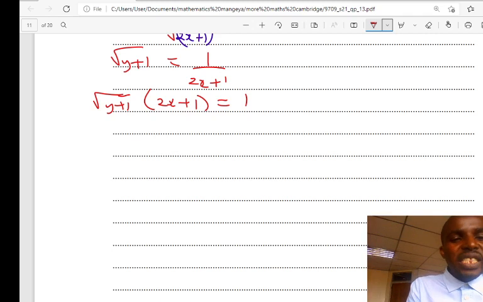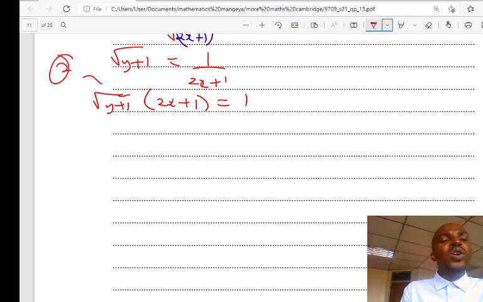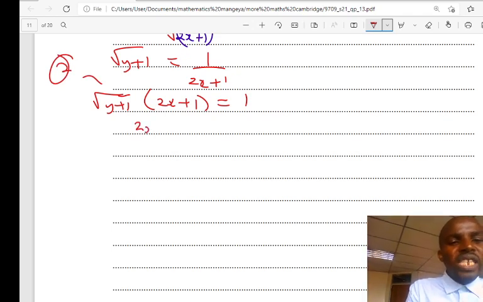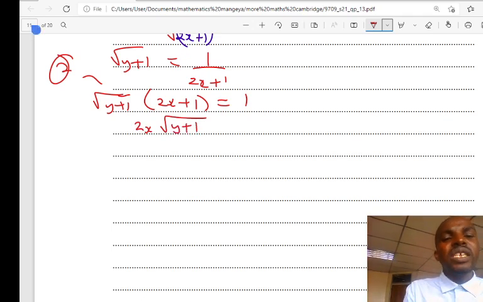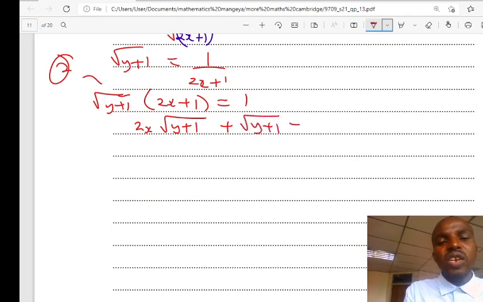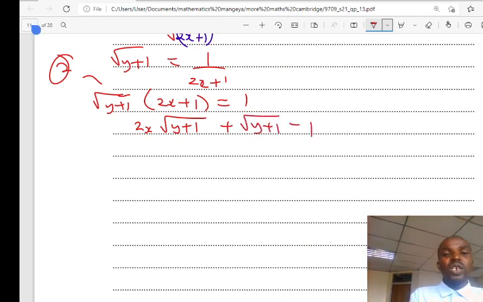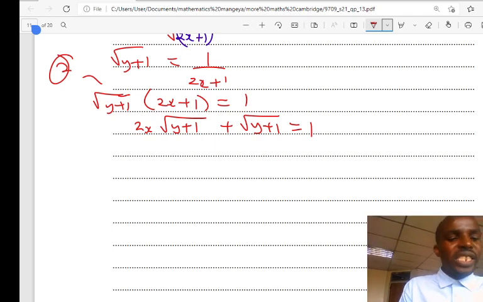Then now remove the brackets. Take this one for example. If it was a number, how are we going to remove this bracket? Just apply the same concept. Then this one, it will be 2x multiplying square root of y plus 1, then plus 1 multiplying square root of y plus 1 is equals to 1. That's how we remove the bracket. If there was 2, just do the same. Don't get confused there. Then here, collect terms in y, because you want x here.